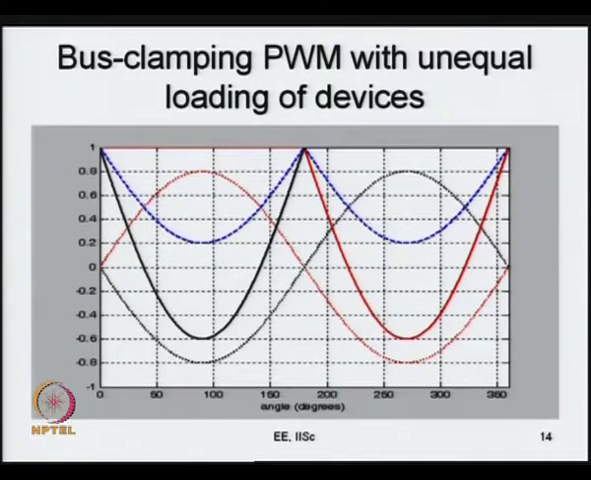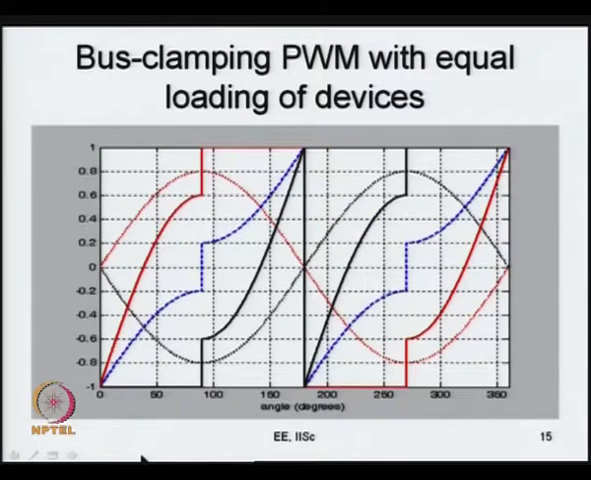So, this bus clamping is good insofar as it reduces the switching loss, but this is not good enough because the losses in different devices are different. So, now what we are going to look at is whether we can make these losses equal. That is what is being done here now. How do you do that now?